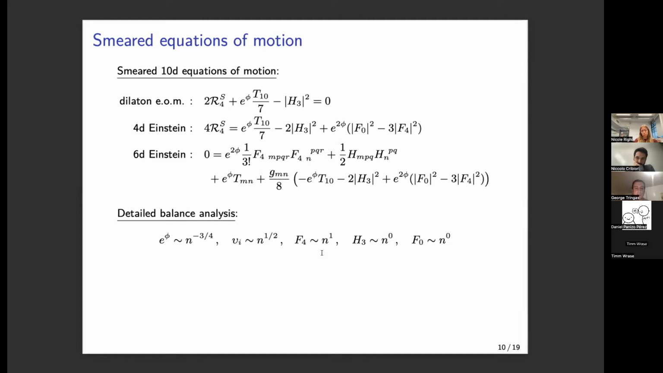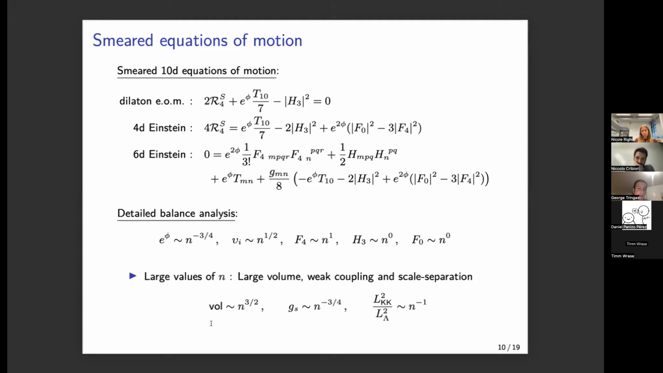We perform the detailed balance analysis, we find the scaling, and then we re-express the volume in terms of the scaling, the coupling, and the scale separation condition. And what we see is that when we take large values for n, we go to large volume with weak coupling and the scale separated regime.